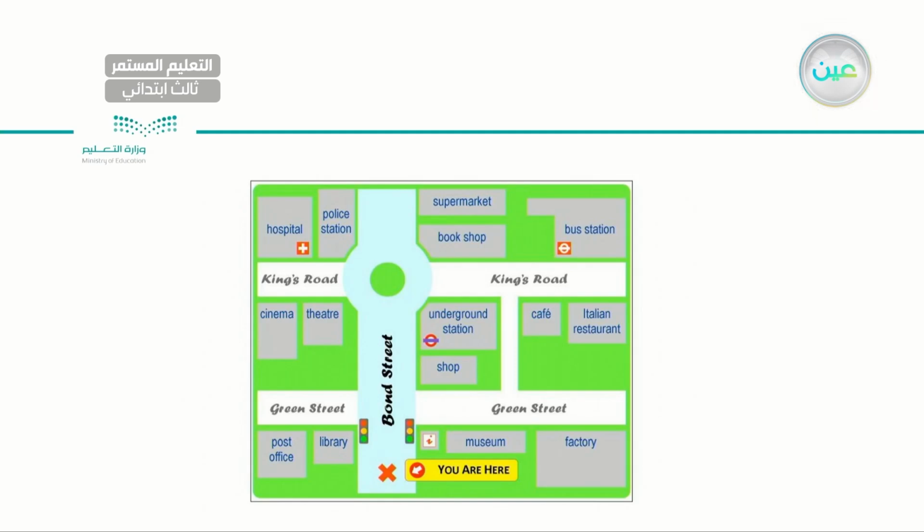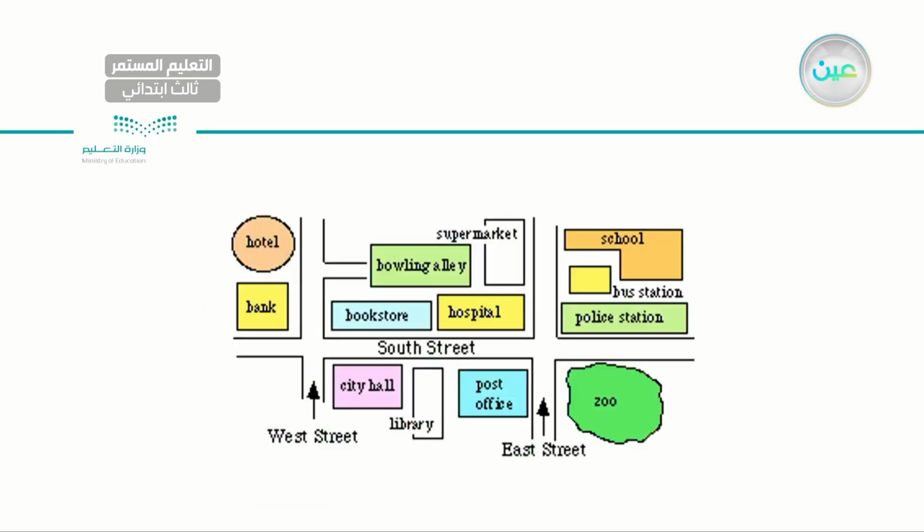Remember, we can give the directions to any place here at the map. We need to know the directions and the signs that we just practiced. Go straight, take left, take the second left, make a U-turn or go around, and so on. Now, how about this one? Here I have West Street, East Street, South Street, and I have so many stores and places here. I can see, for example, a bank, a hotel, a bookstore, a post office, a hospital, a supermarket.